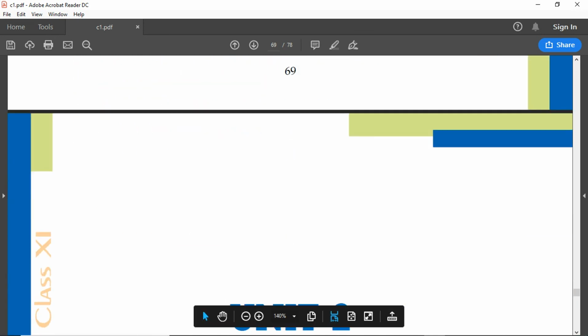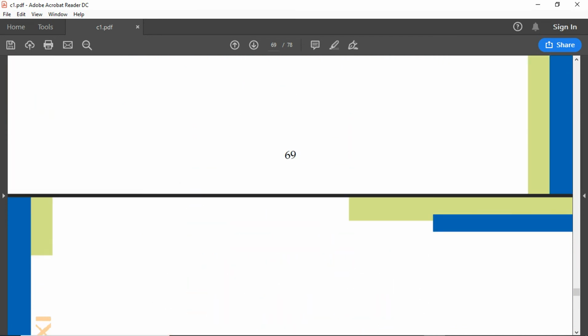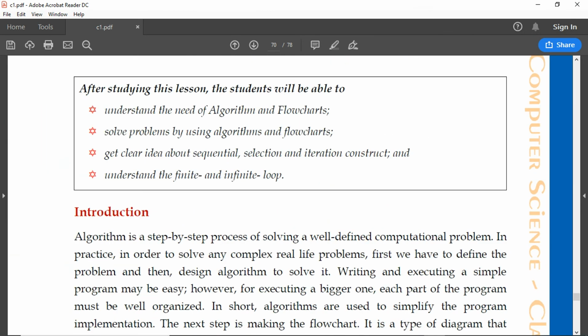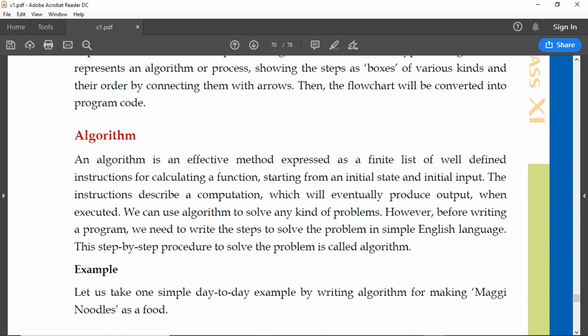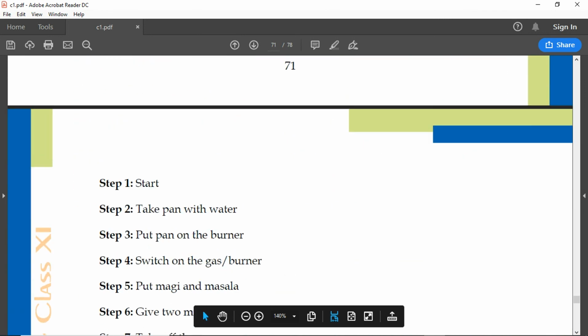Unit 2. Chapter 1. Algorithms and flowcharts. After studying this lesson, the students will be able to understand the need of algorithm and flowcharts, solve problems by using algorithms and flowcharts, get clear idea about sequential, selection and iteration construct, and understand the finite and infinite loop.